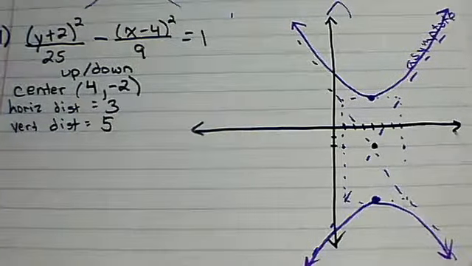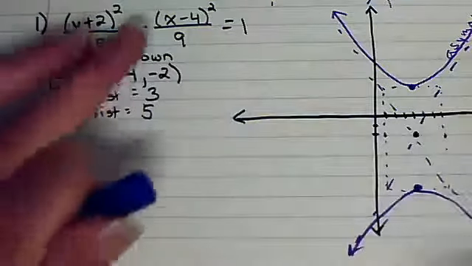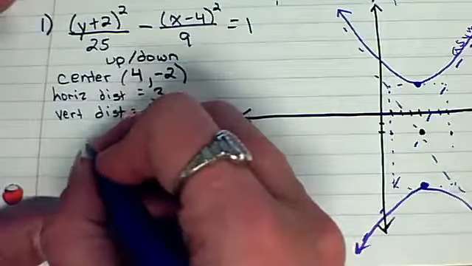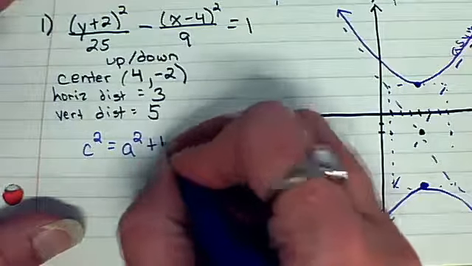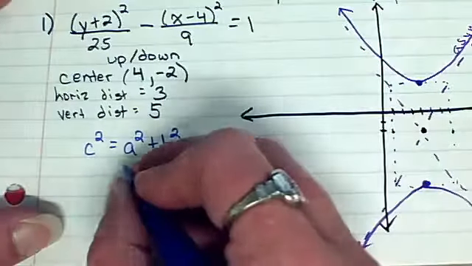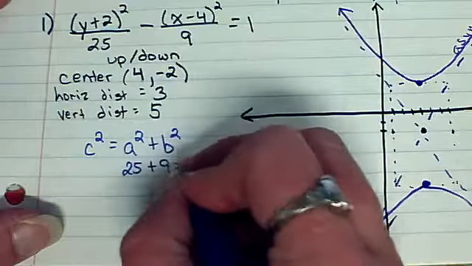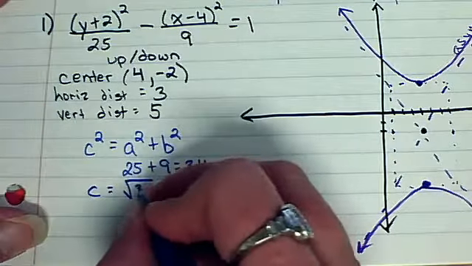Now what if I was asked to find the foci? Well, since this is minus, for our foci on a hyperbola, we're going to add a squared and b squared. Well, that's 25 plus 9 is 34. So c is going to be the square root of 34.